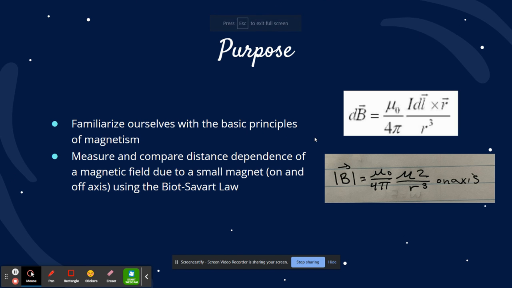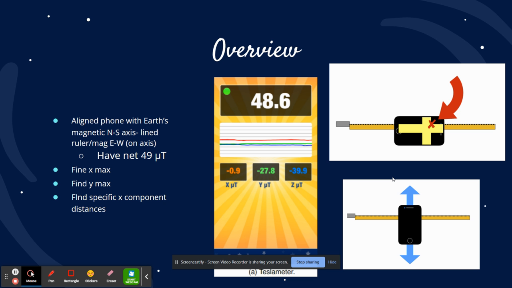Lab 3. The purpose of this lab was to familiarize ourselves with the basic principles of magnetism, and to measure and compare the distance dependence of a magnetic field due to a small magnet on and off axis, using the Biot-Savart law, as seen above, and the on-axis equation, as seen below.